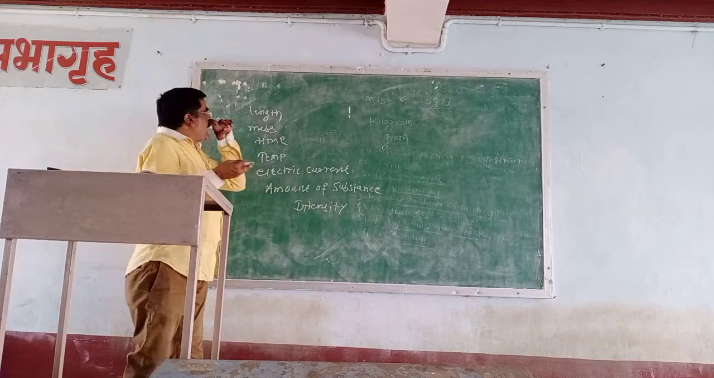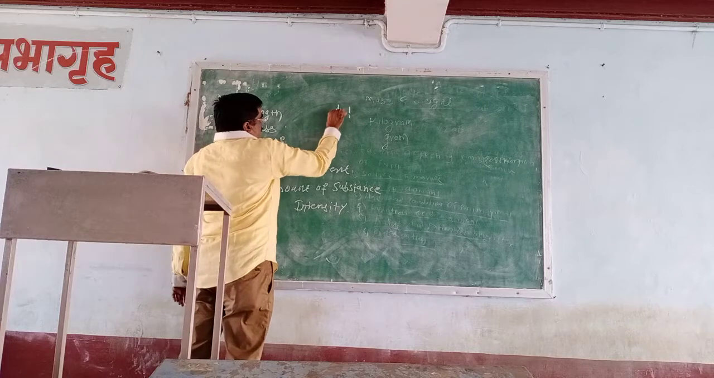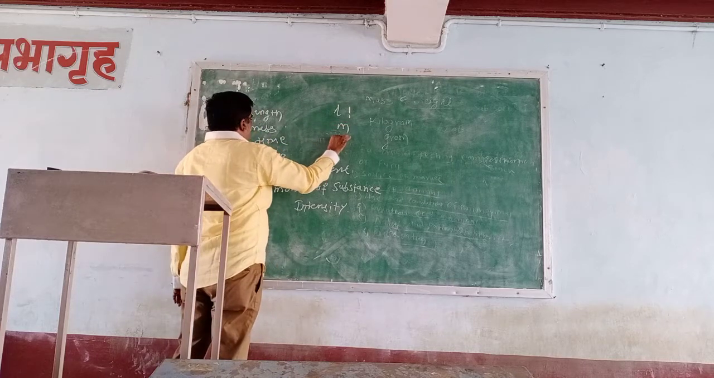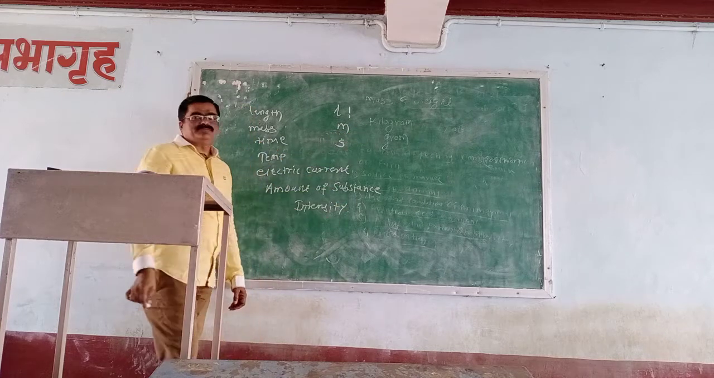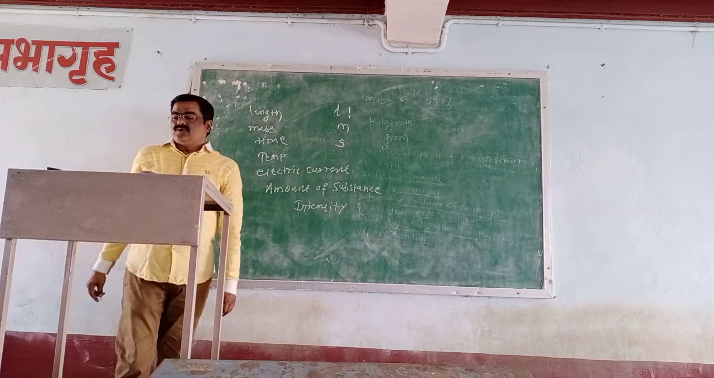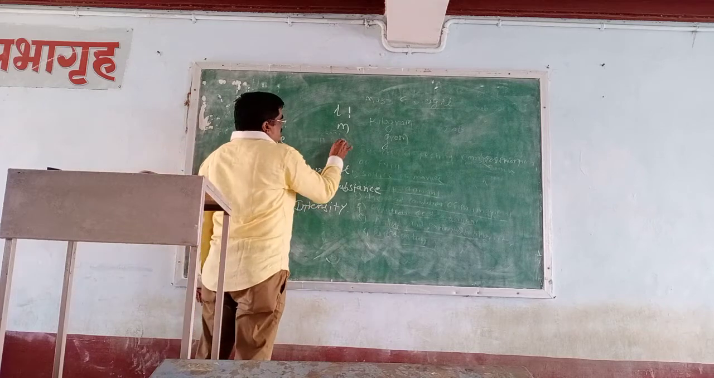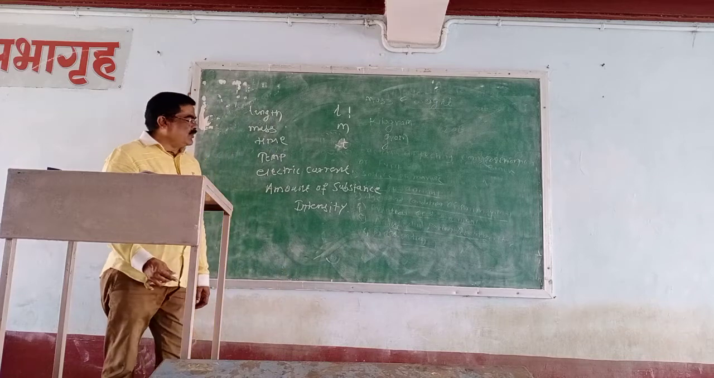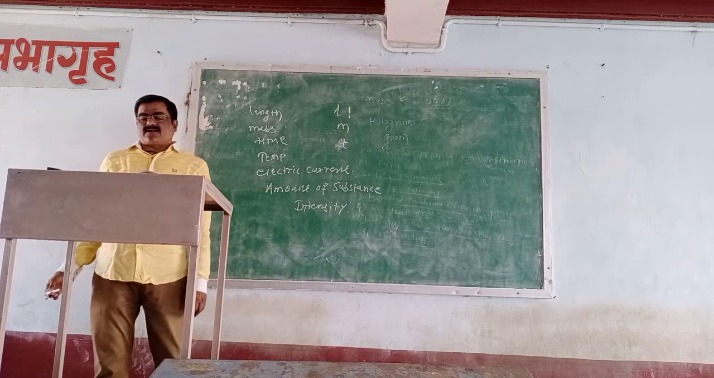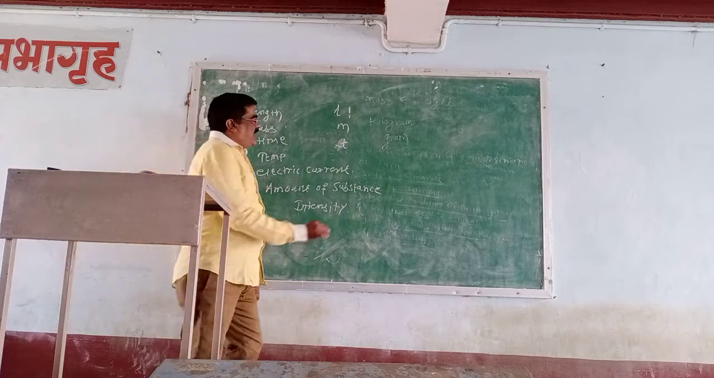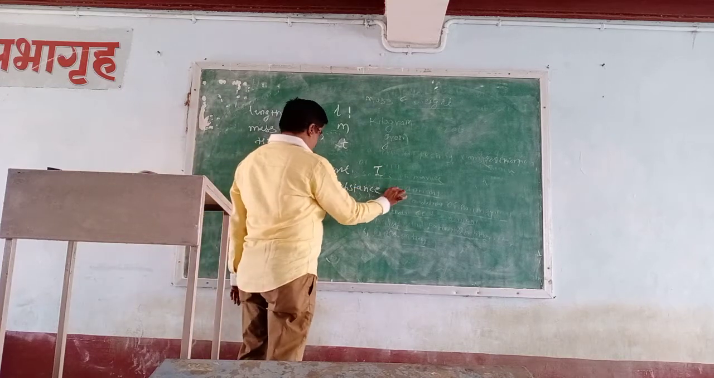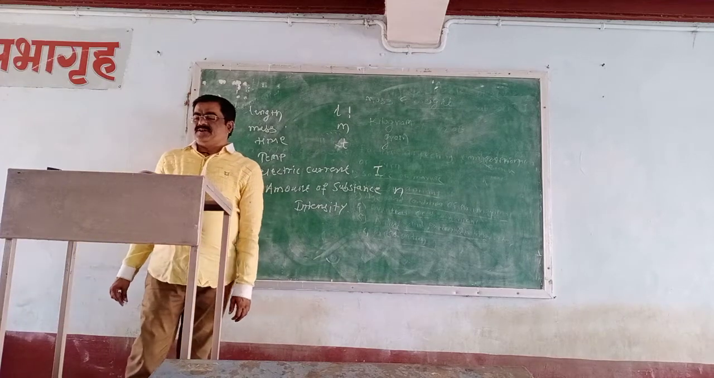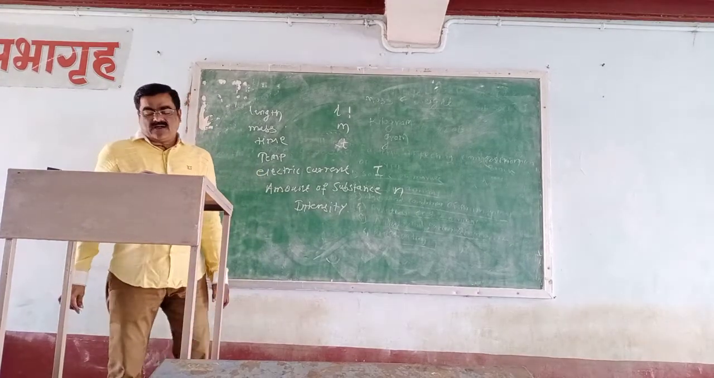Then length is represented as L, mass is M, time is T. Electric current and amount of substance. Electric current is I, amount of substance is N, and luminous intensity is IV.